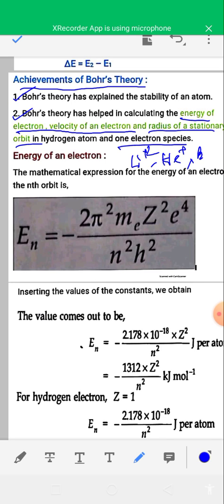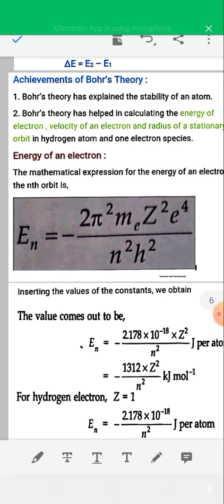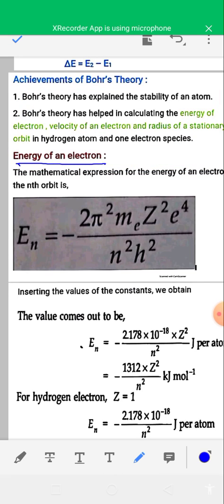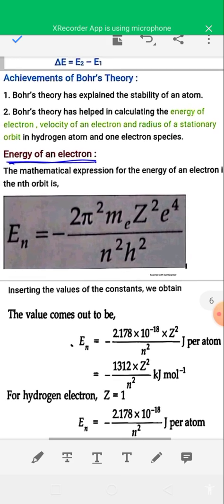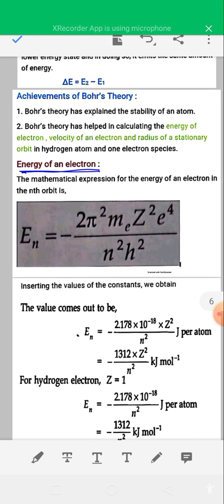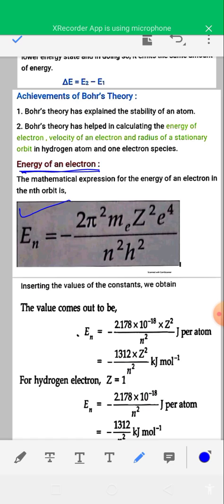For these single-electron systems, the Bohr atomic model is also applicable. Now, using the Bohr atomic model, you can calculate the energy of an electron in the nth energy level, or nth shell. The mathematical expression for the energy of an electron in the nth orbit is En = -2π²mZ²e⁴/n²h². This is the formula for calculation of energy in the nth orbit.